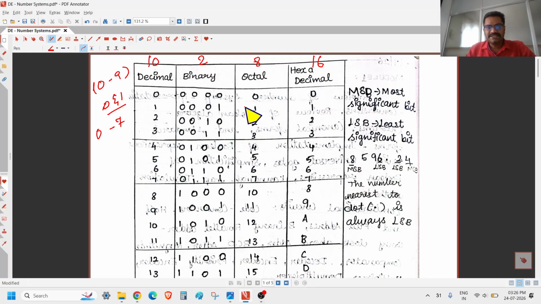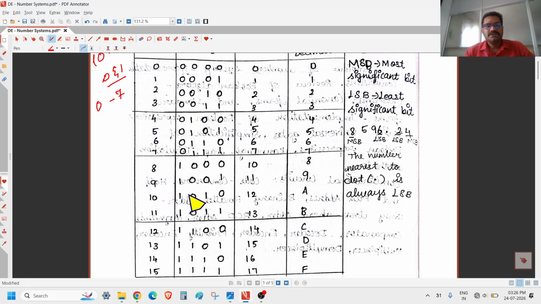This is the general table for the number systems. In decimal, we have the numbers from 0 to 9, and after 9 we make numbers with the help of 0 to 9. After 9 we don't have a digit, so 1 and 0 are combined for 10, and 1 and 1 for 11. Likewise we write up to 15.